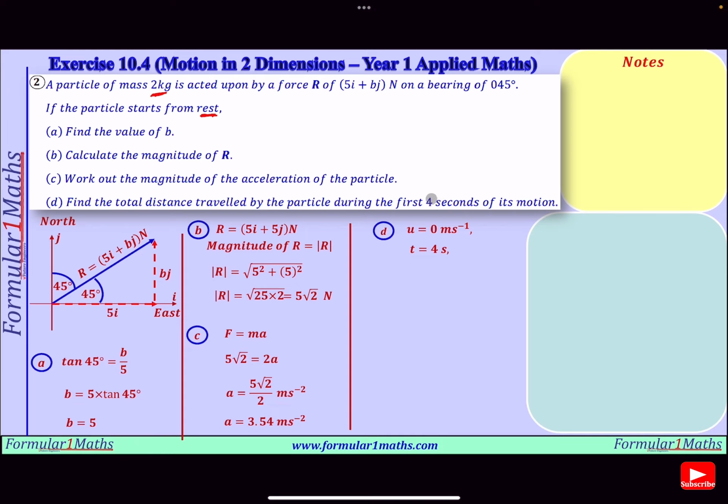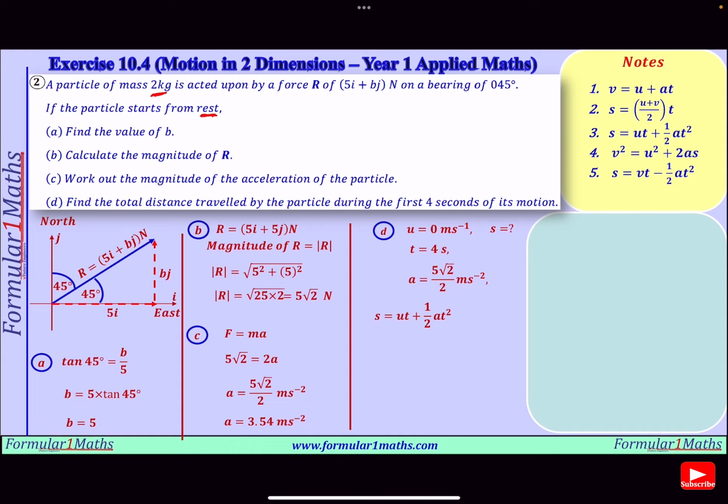So t is 4 seconds. The acceleration we have calculated, and we know, is 5 root 2 over 2 meters per second squared. So we've got u, we've got t, we've got a, we're looking for s. So the SUVAT equation we're going to use will be equation 3: s is equal to ut plus half at squared.